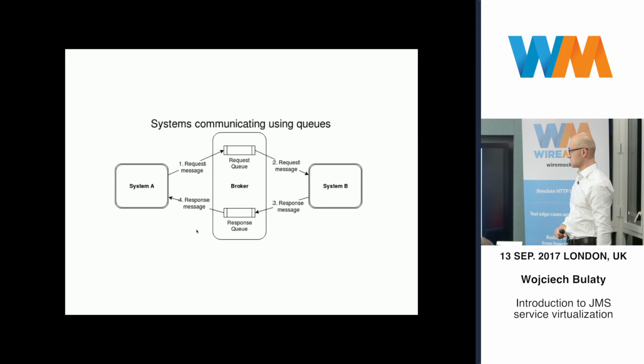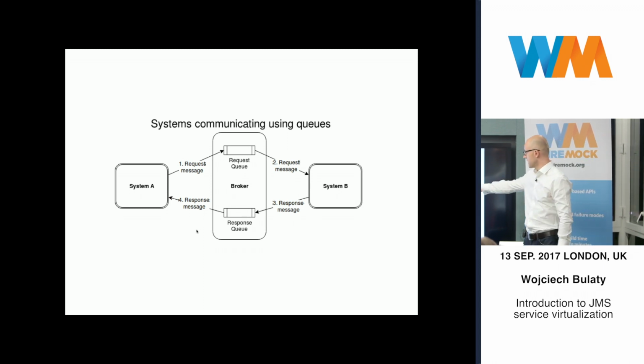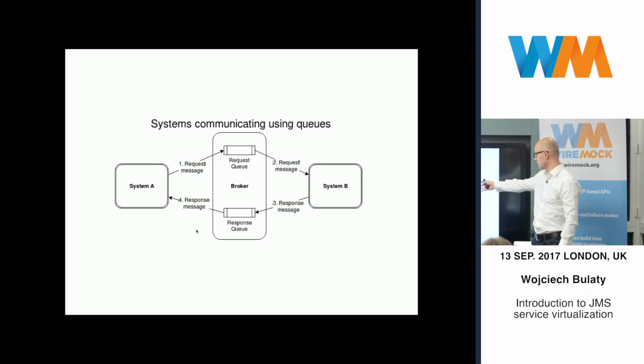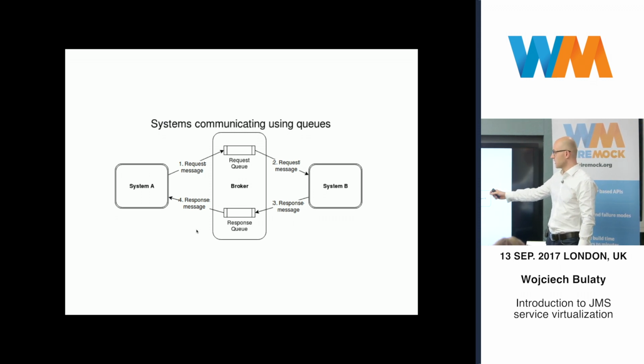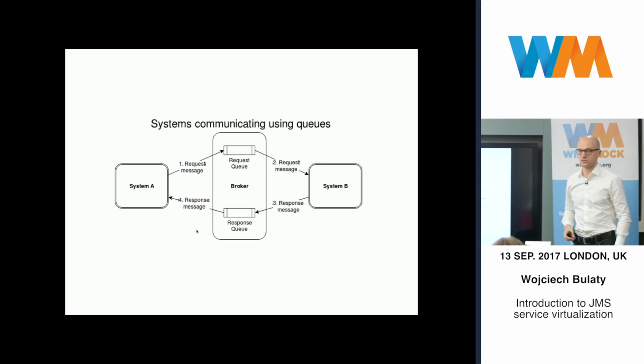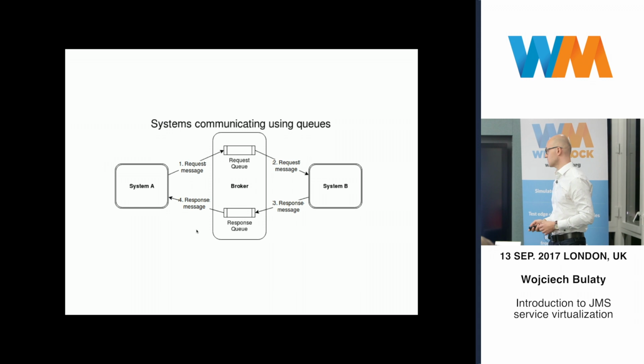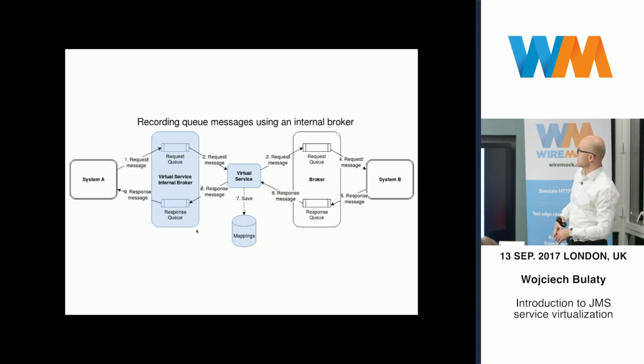This is a hypothetical situation which we see in real life. You have a system A that sends a request message to a broker. That's arrow number 1. Then system B consumes that message, arrow number 2, does some processing, and after a while sends a response message, arrow number 3, to the response queue on the broker, and afterwards system A consumes that response message, arrow number 4. This is a hypothetical example, but it quite often happens in real life. So in order to record that, we're going to do something similar to HTTP, but a bit different.